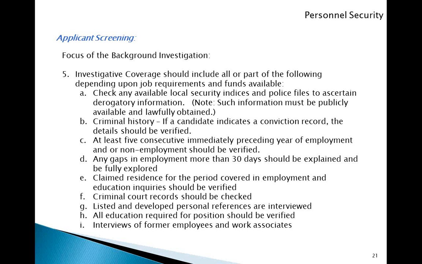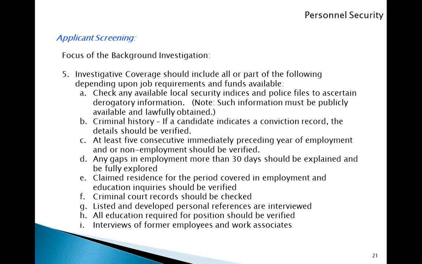Focus of the background investigation. Investigative coverage should include all or part of the following, depending on the job requirements. Check any available local security indices. You know, have they been booted out for their clearance? We go to JPAS, see if they had a clearance and they lost it.